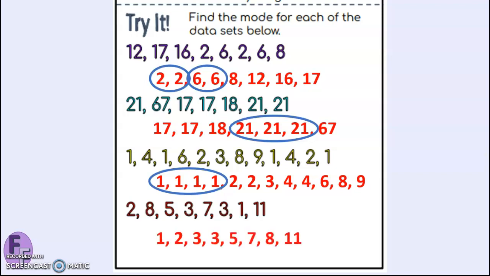Place the numbers from least to greatest. In this data set, the only number that occurs more than 1 time is 3. So 3 is the mode. Now, if the number 3 only occurred 1 time, then you would write down the words no mode.